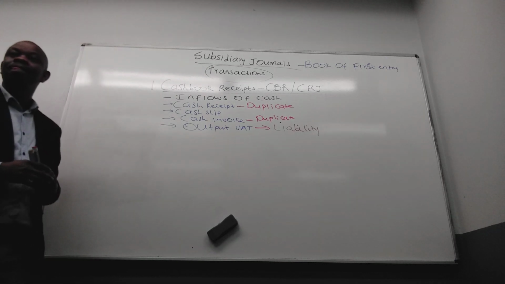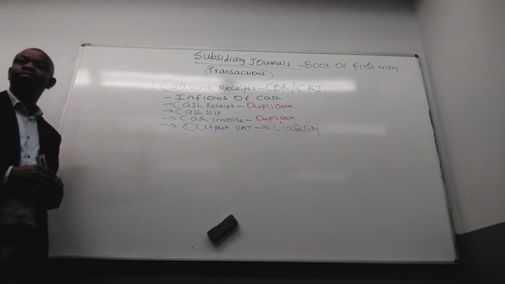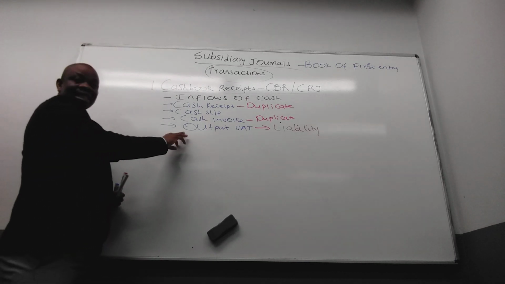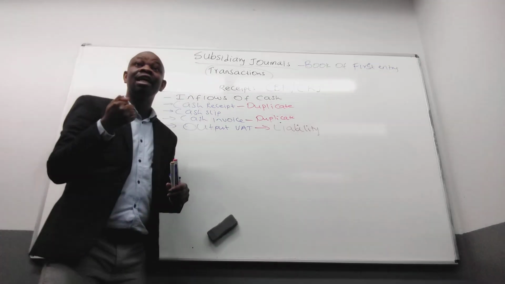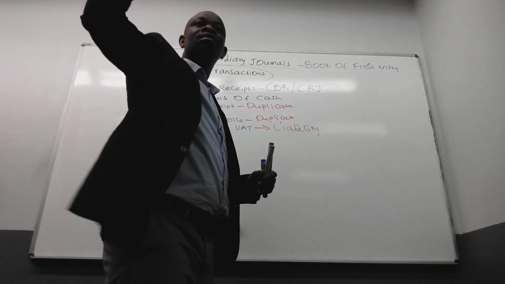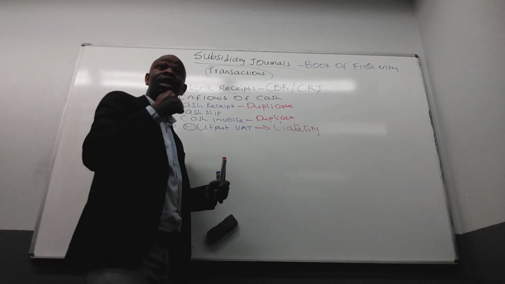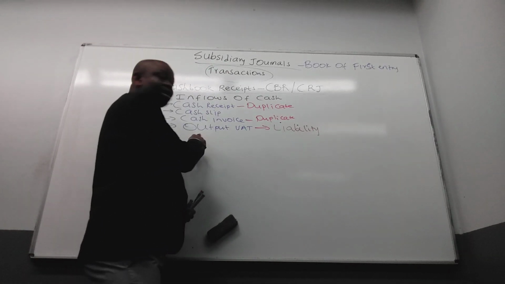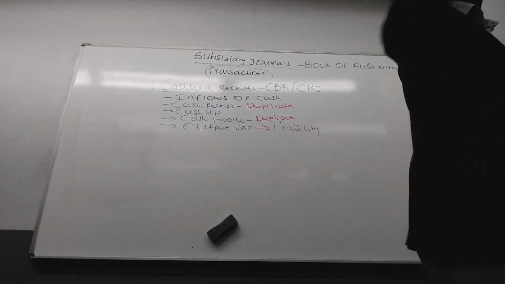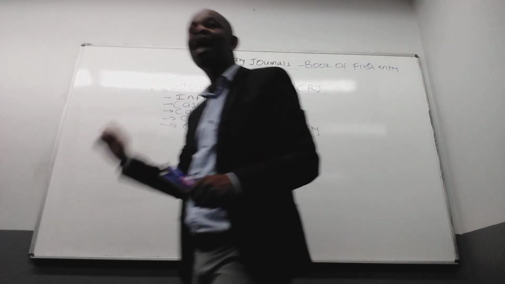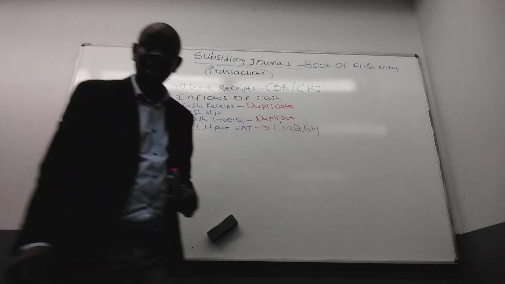So why is output VAT under the cash book? Because by the time we sell, we receive cash from the customers. Remember, you charge customers VAT. Because they're the ones who are giving you cash, you charge them VAT. So that VAT is called what? Write it down. VAT charged to the customers is classified as what? Output VAT. Are we together?